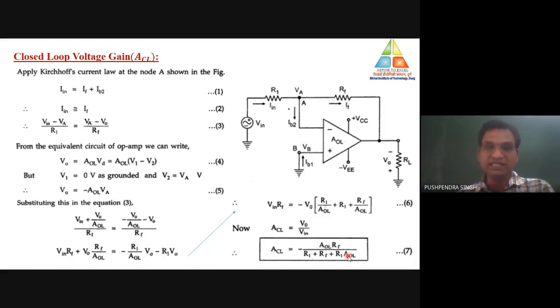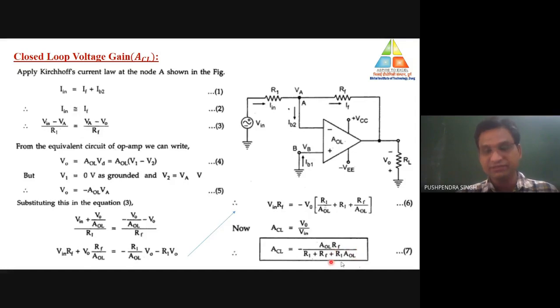You just need to rearrange the equation in terms of V0 and Vin. Why? Because finally we need to make a relationship in the form of output voltage to input voltage. So take all the terms related to V0, take all the terms related to Vin, and from there reduce the expression of V0 divided by Vin. So this is the final expression of closed loop voltage gain in case of the inverting amplifier or voltage shunt feedback amplifier. So this is the practical closed loop voltage gain.